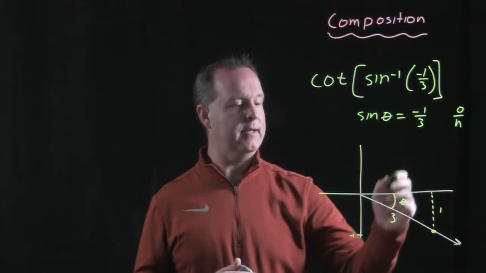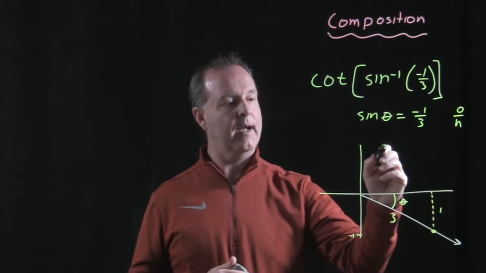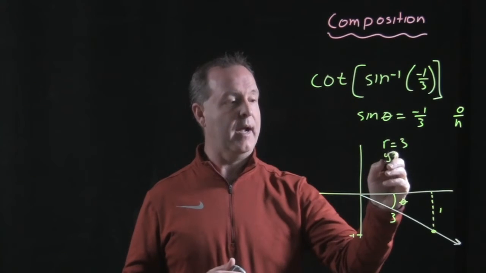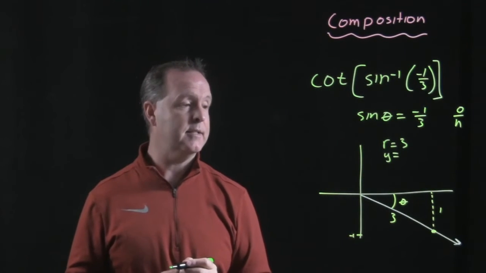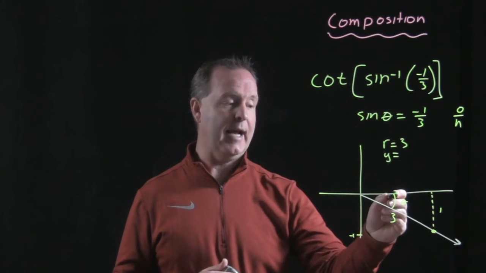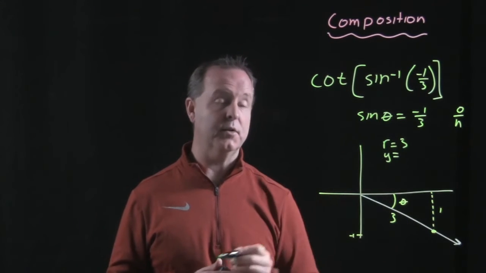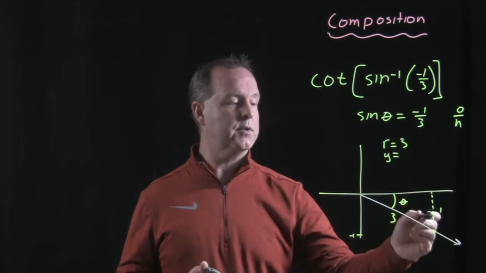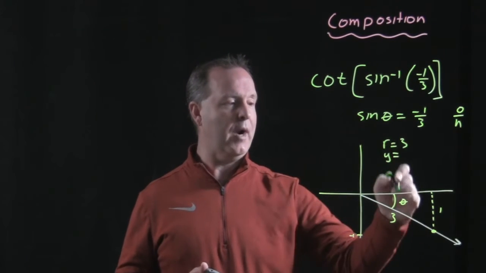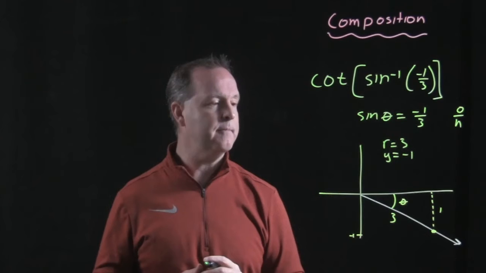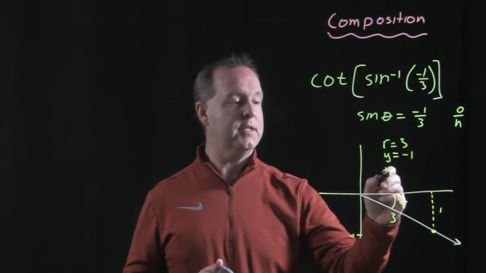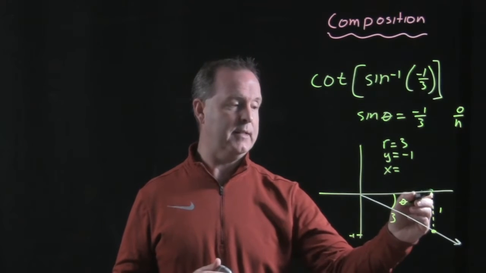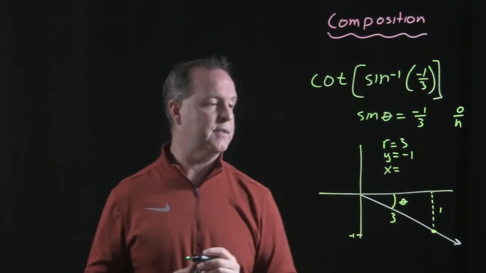So if I were to fill in this triangle, I would have an r, which is my hypotenuse. My y value in this particular case is negative because the theta that I'm looking for falls into the fourth quadrant. Sines in the fourth quadrant are negative, so therefore my rise is a descent of a -1. And then I'll just need to find out what that x value is. X value represents, obviously, that distance from right there.